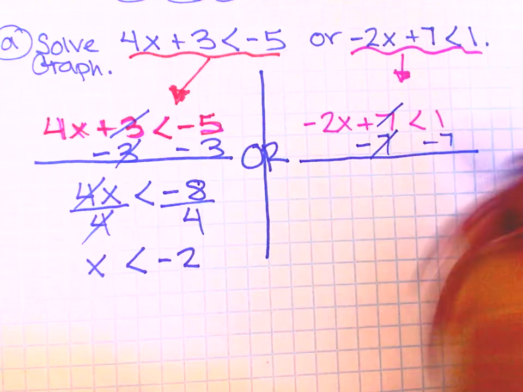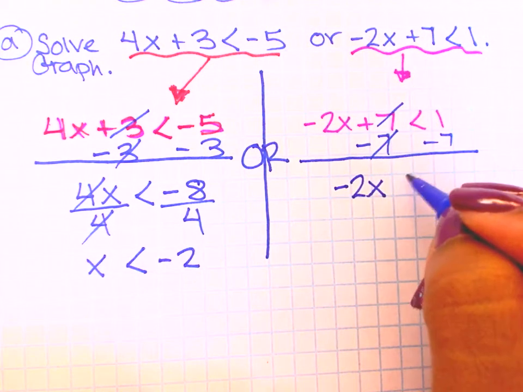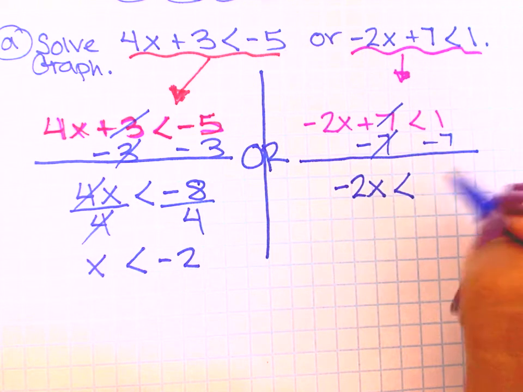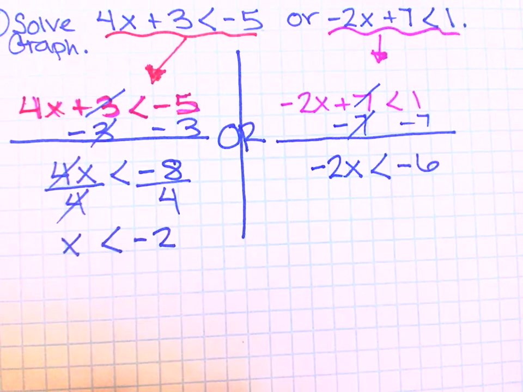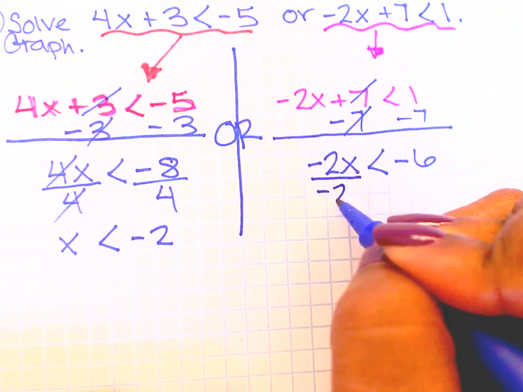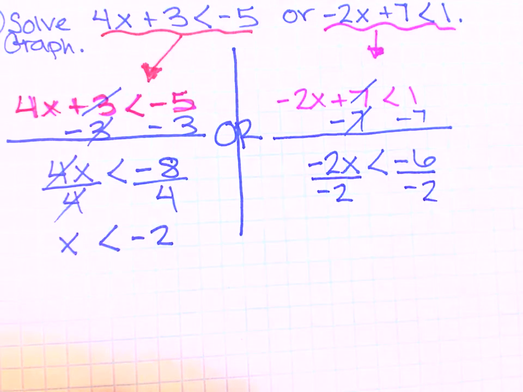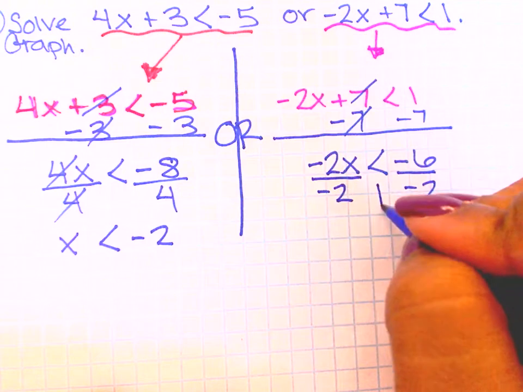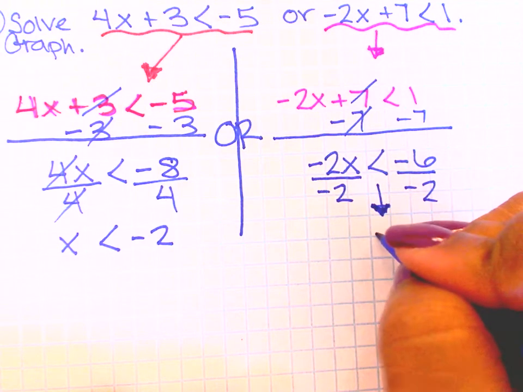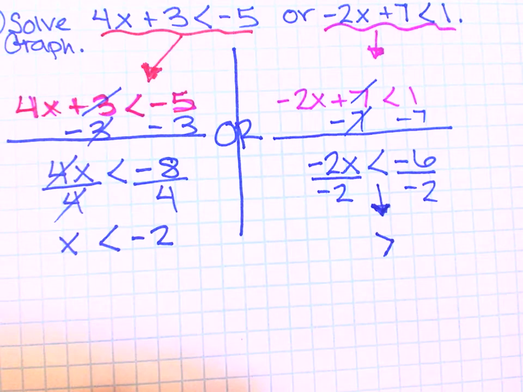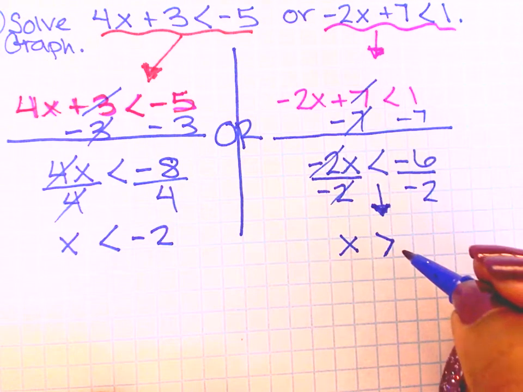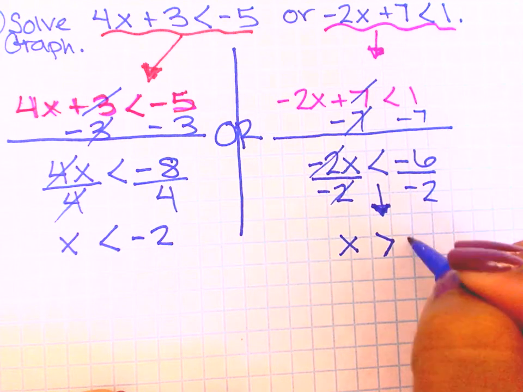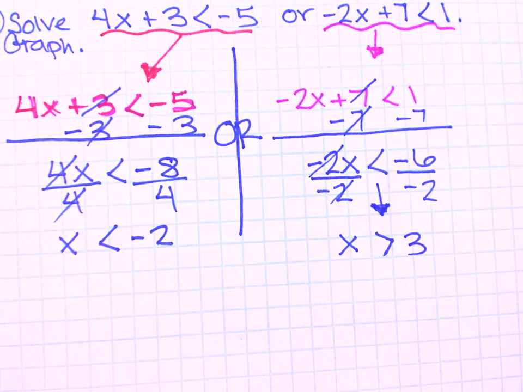My 7's are going to cancel, and I'm left with -2x is less than, different sign subtract, -6. To get x by itself, oh, I'm dividing by a negative. I know that means something. I know that Miss Graham said when I divide or multiply by a negative, my sign is going to flip. So then my -2's cancel. I'm left with x. My sign has flipped because I divided by a negative. -6 divided by -2 is a +3. So I've solved both sides.